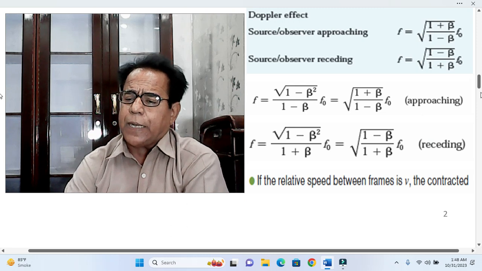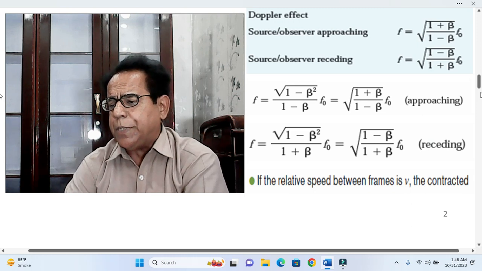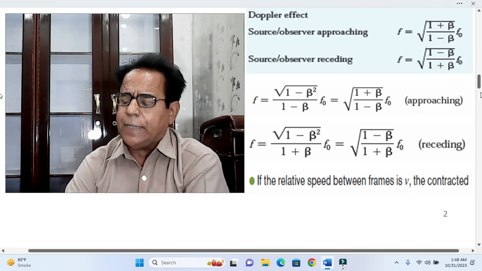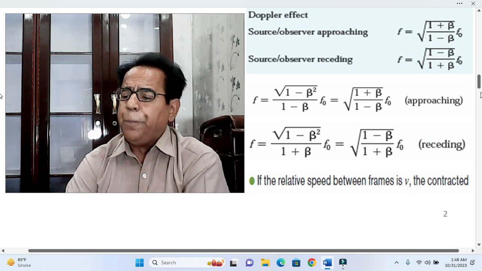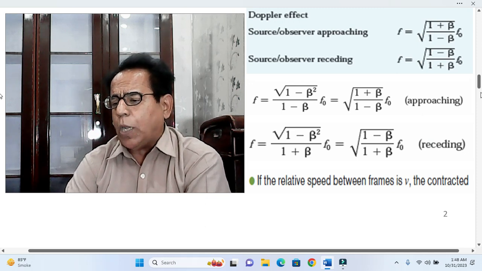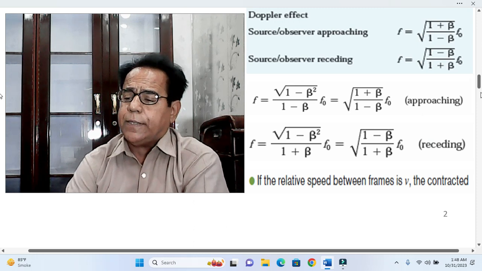Doppler effect. Source or observer approaching, in this case f is equal to 1 plus beta over 1 minus beta under root into f naught. Source or observer receding, in this case f is equal to 1 minus beta over 1 plus beta under root into f naught, where beta is the speed parameter v over c.